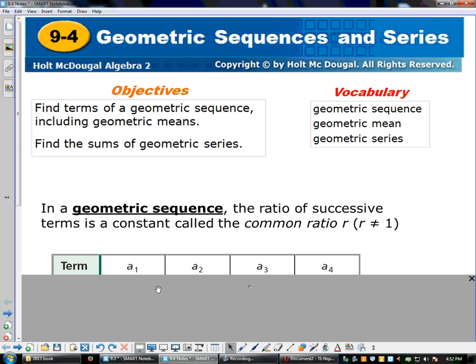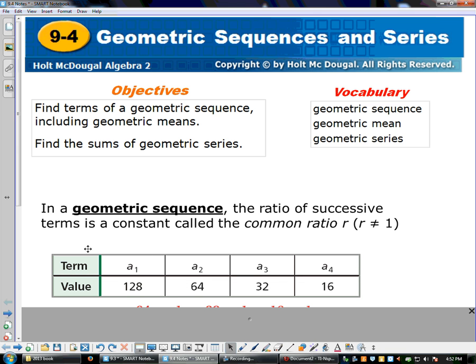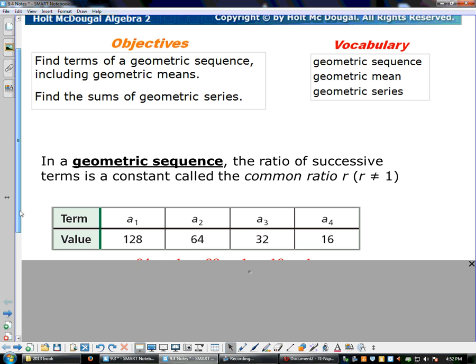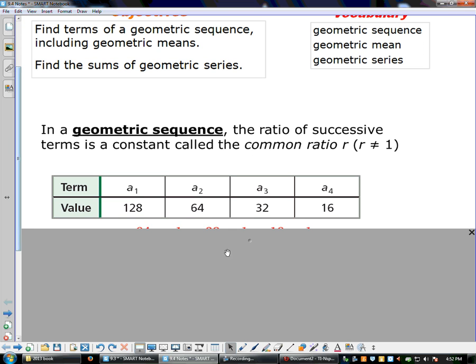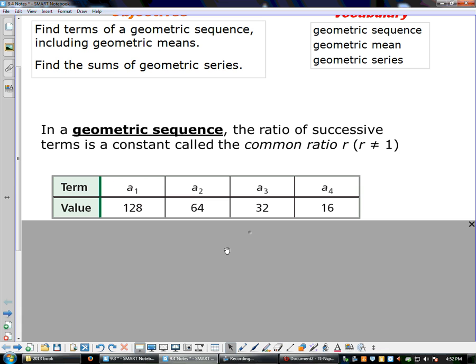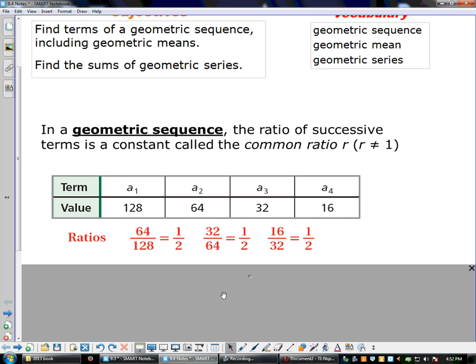In a geometric sequence, the ratio of successive terms is a constant called the common ratio. So let's contrast that to an arithmetic sequence where it's a common difference. This time it's going to be a common ratio. So if we're looking at this sequence, the first term is 128, second term is 64, third term is 32, and so on.